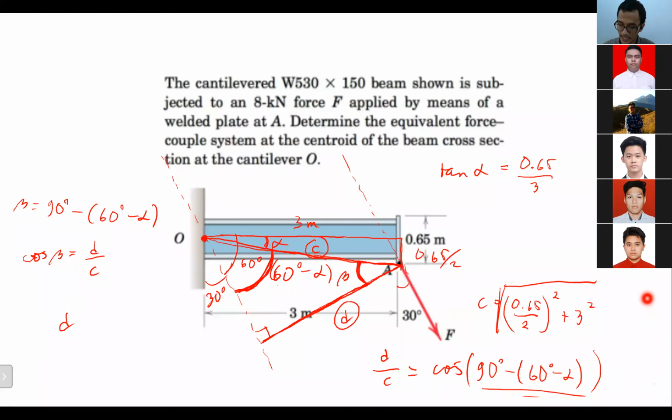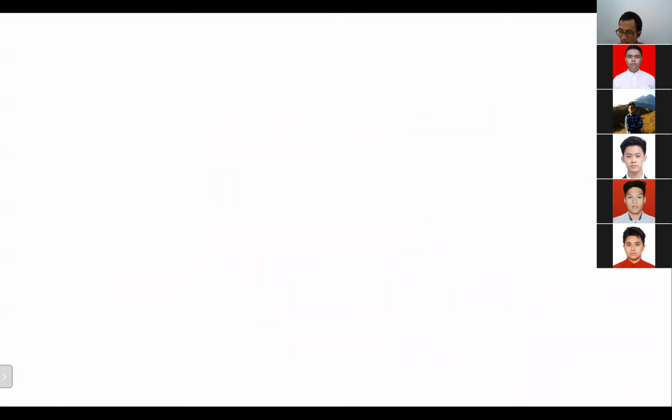So after we find D, how can we calculate it? If we already find D, the perpendicular distance D, F times D, it will be what? The moment. Okay? F times D will be the moment. And beside that, what else do we have? Equivalent force couple system, right?